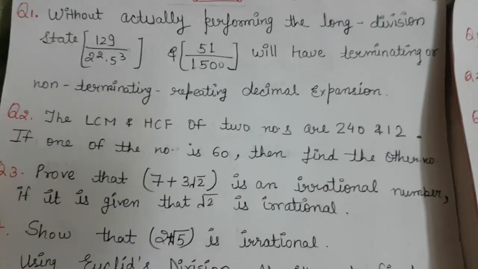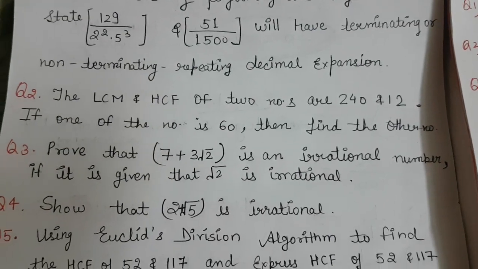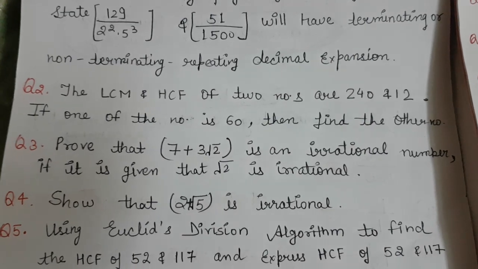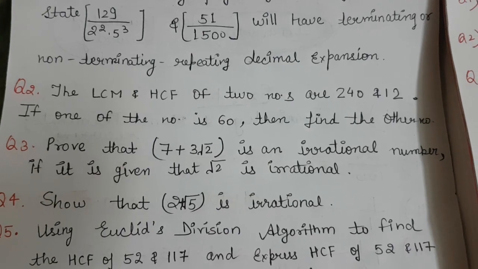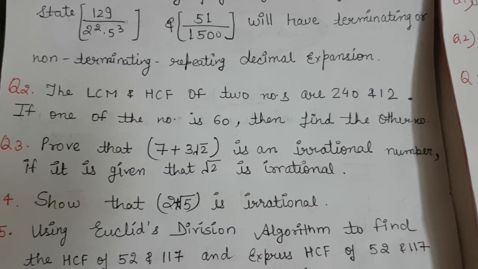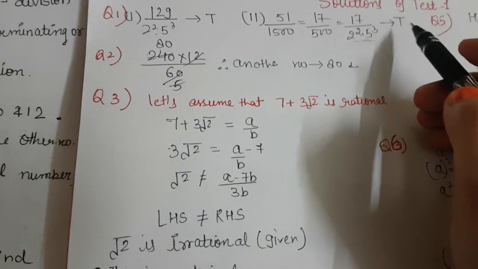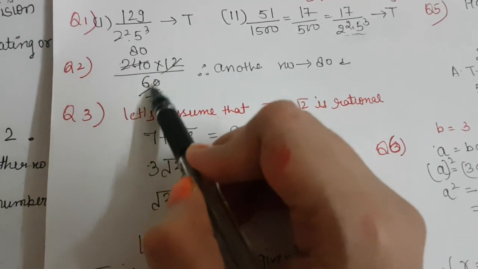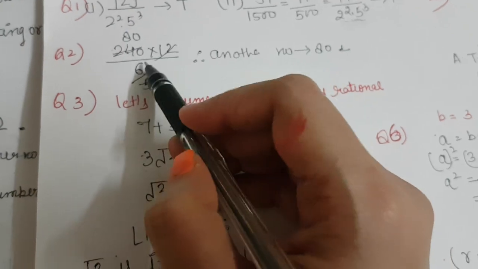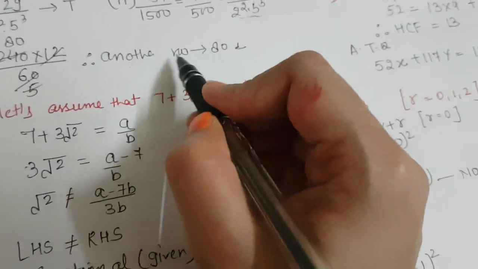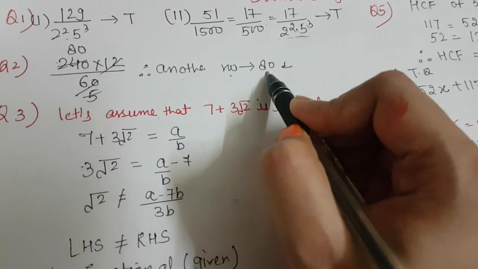Clear? Now the second question: the LCM and HCF of two numbers are 240 and 12. If one of the numbers is 60, then find the other. So what was the formula? LCM into HCF divided by the one number. So we will use it. LCM into HCF divided by one number. So we will find out the other number. So solve it. So the other number will be 80.